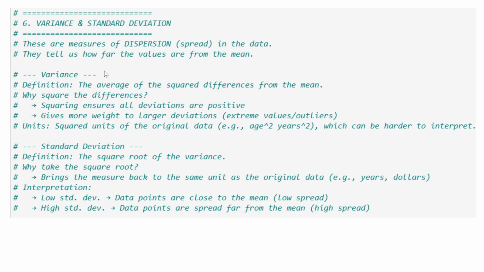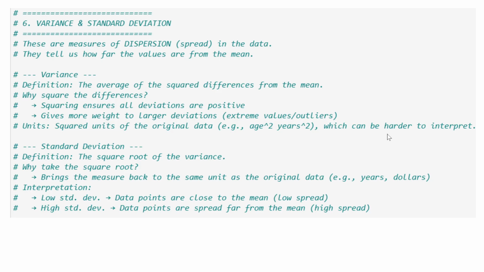Next statistical measure is variance and standard deviation. These are measures of dispersion that give you the spread in the data set. They tell us how far the values are from the mean value. Variance gives you the average of squared differences from the mean. Why the square of differences? Squaring ensures all the deviations are positive, and it gives more weight to the larger deviations, so it also handles the extreme values or outliers.